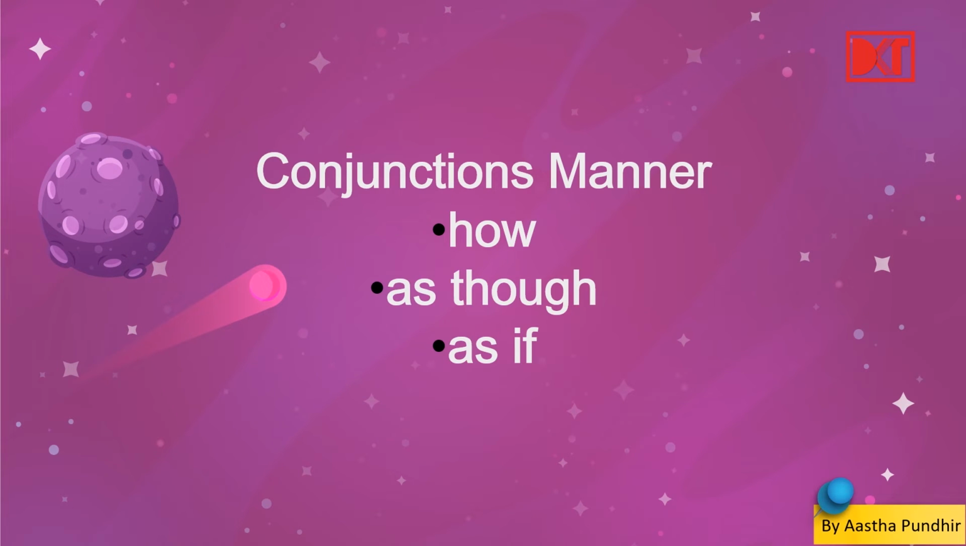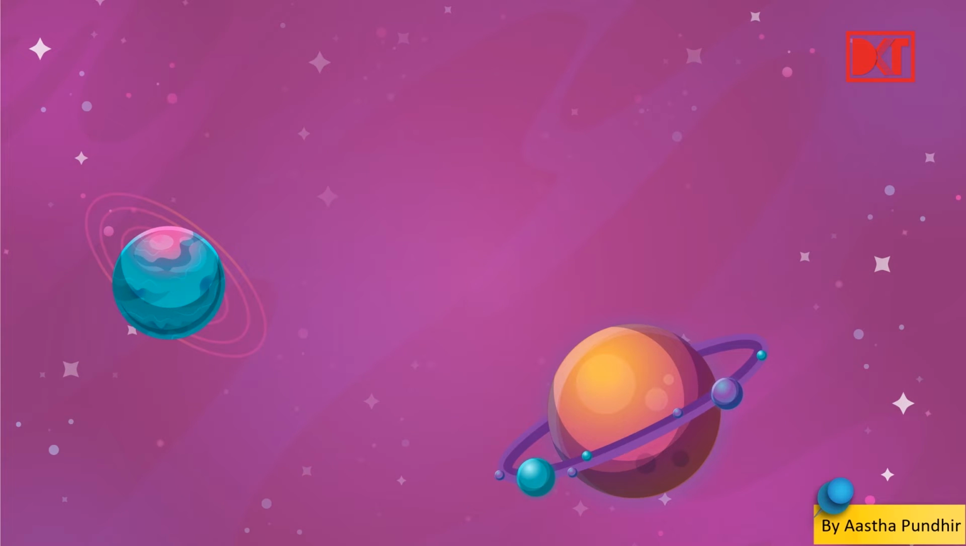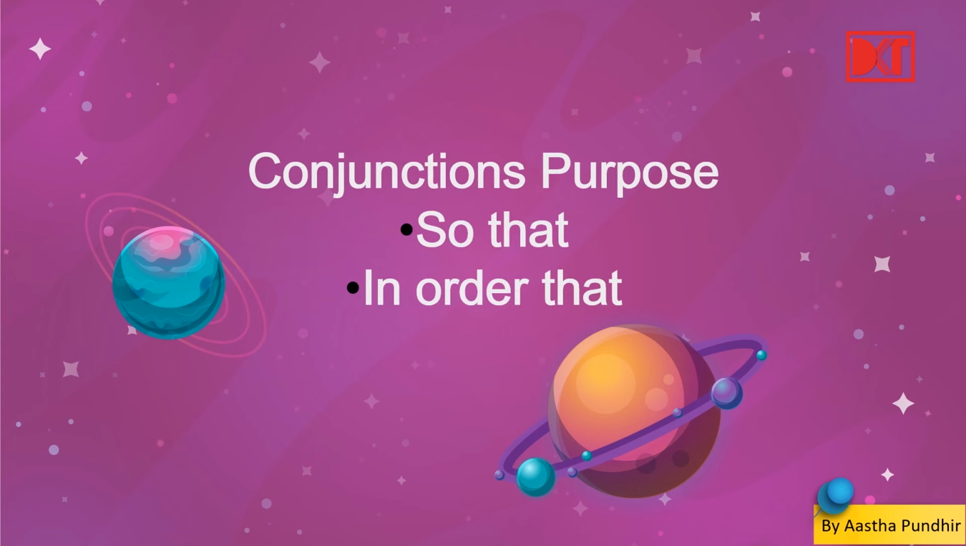Then we have conjunctions of manner. They are used to provide some information about the manner in which something is happening, like how, as though, as if. All right, the conjunctions of manner. We have conjunctions of purpose also, providing a certain aim or purpose as to why something is happening, like so that, in order that.